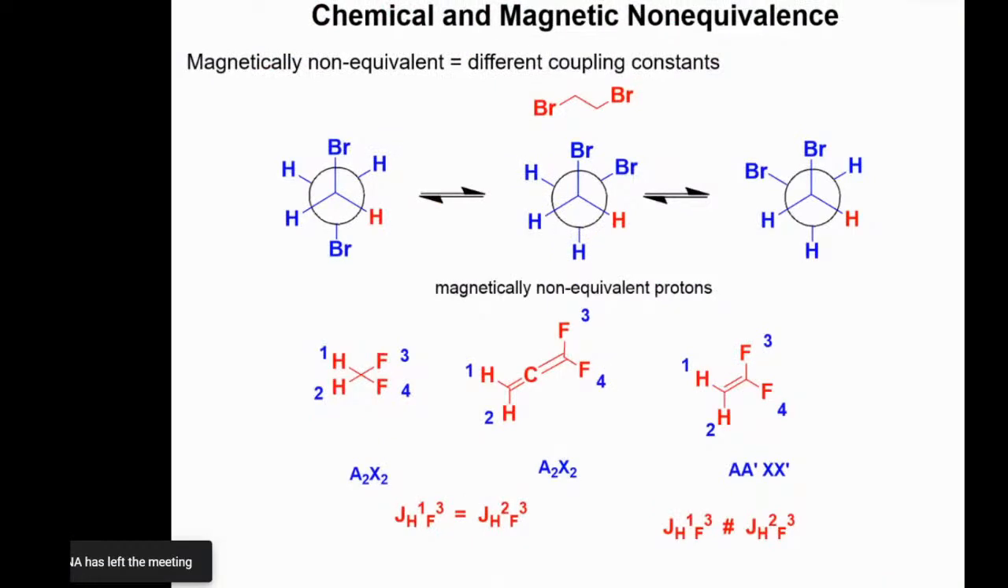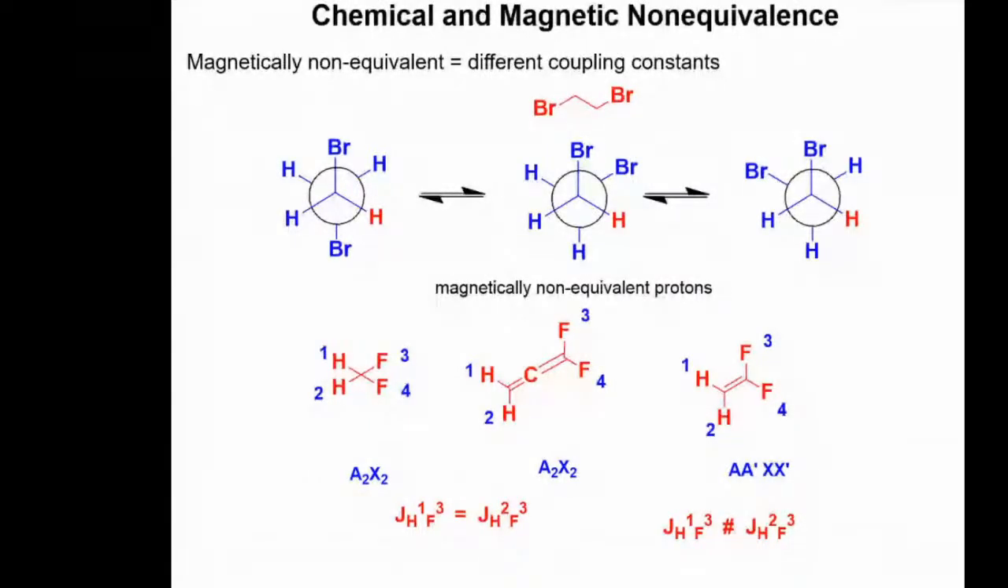Allenes and CH2F2. Okay. So here in CH2F2, the coupling of H1 with F3 and H1 with F4 are identical, equivalent. Similarly, H2 with F3 and H2 with F4 are also equivalent. Therefore, H1 and H2 are magnetically equivalent. Their couplings with the two other fluorines are identical. Therefore, they are not only chemically equivalent, they are also magnetically equivalent. Magnetic equivalence means chemical shift would be the same, coupling would be the same.